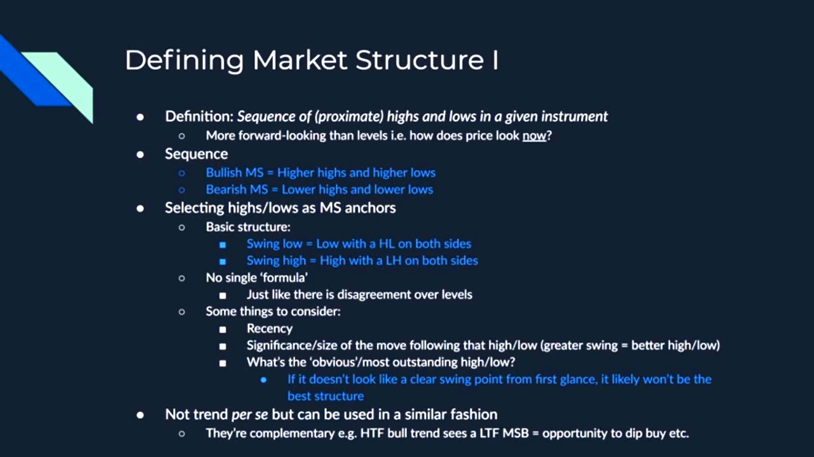They're somewhat complementary and can be used in a similar fashion. I don't think you need to pick between one or the other, and I don't even think they conflict a lot of the time. So for example, you may have a high time frame bull trend, which sees a low time frame market structure break, and it's not like you have to pick which one is correct. They both provide different types of context, and in that case, with the low time frame breakdown in a high time frame uptrend, that could just lead you to the conclusion of a potential opportunity to buy a dip.